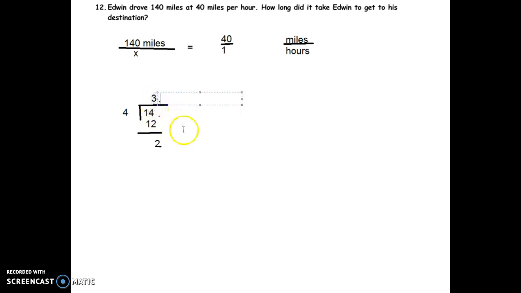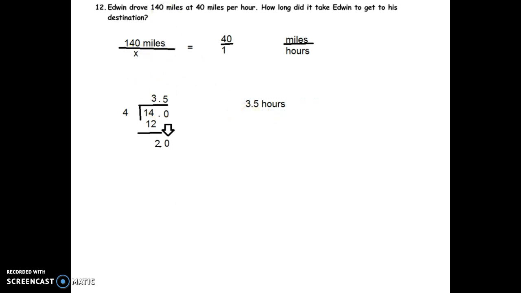And if I add a decimal here, I'm bringing it right up. Now 4, and I can now add a 0, right? Bring my 0 down. So this is now 20. How many times can 4 go into 20? That would be 5 times. So your answer is 3.5 hours, right? That's what we're trying to get. Our missing information right there, 3.5 hours.